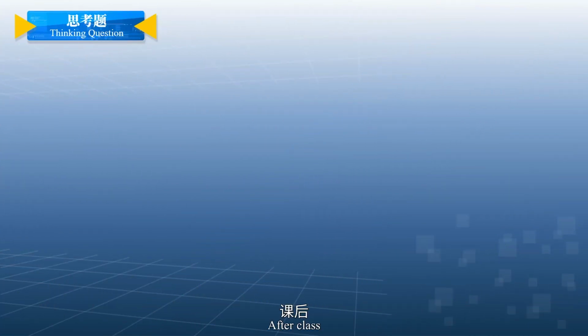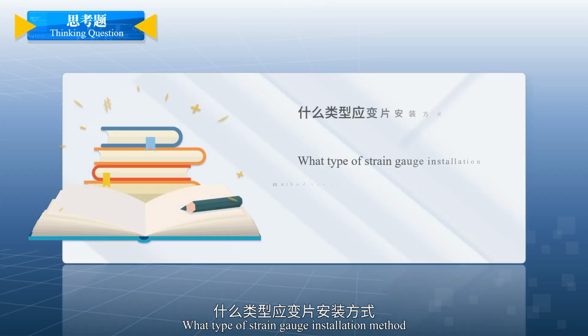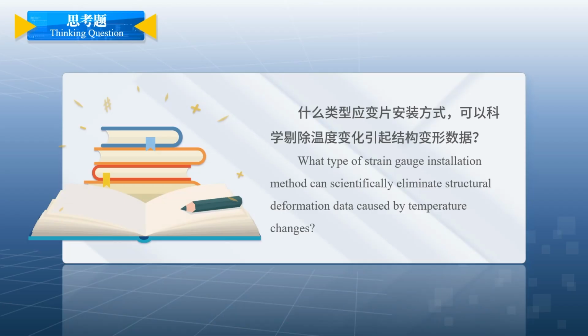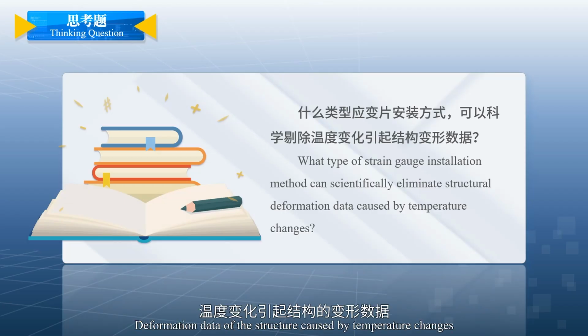After class, please consider the following question: what type of strain gauge installation method can scientifically exclude deformation data of the structure caused by temperature changes?